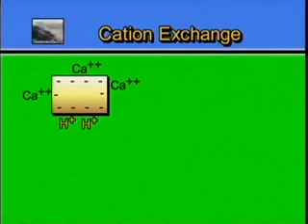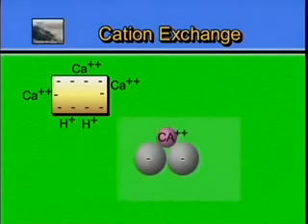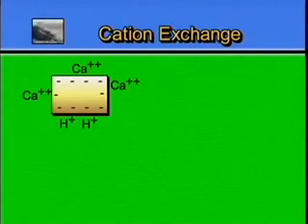Now, this is on an equivalent charge basis, meaning that it takes 1 negative site on the surface of the particle to hold a hydrogen cation, since it has a charge of +1. It would take 2 of these negative sites to hold a calcium, since each calcium cation has a charge of +2. So let's say that we've got an equilibrium established in the soil where we have this type of proportion of cations being held on the surface of the exchange sites.